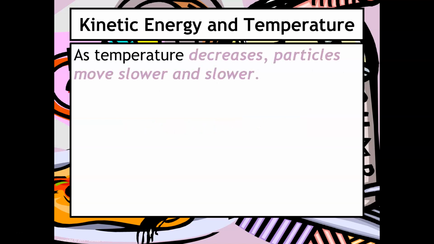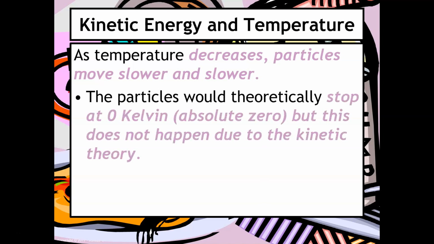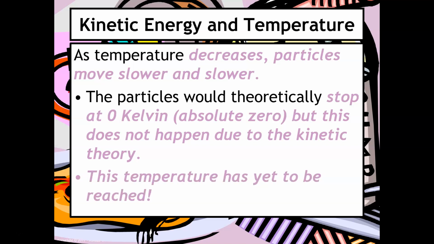As temperature decreases, we know that the particles will continue to move slower and slower. So we may say that particles would theoretically stop at this temperature called absolute zero. Absolute zero is 0 Kelvin, but we know that according to kinetic molecular theory, all particles of matter are in constant motion. At this point, absolute zero may or may not have been reached. I know when I first made this PowerPoint, we came very, very close, but I'm not sure if we've reached it yet, but you might want to do some research if you're interested.